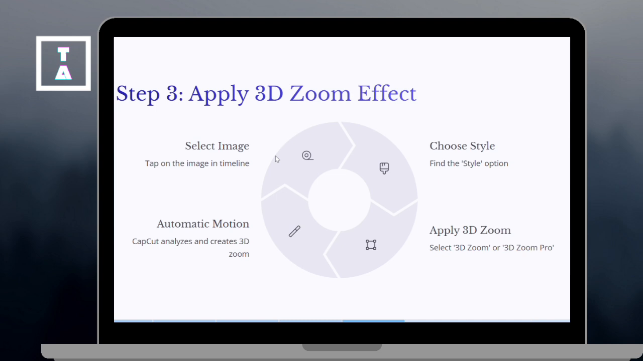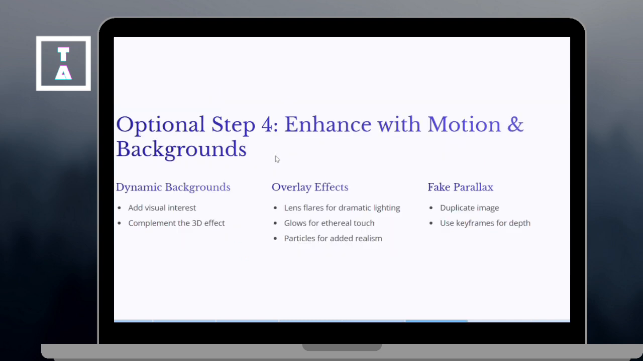And to make it even cooler, you can add motion or background or overlay effects like lens flare, glows, or particle effects. You can even duplicate the image and use keyframes for the fake parallax.